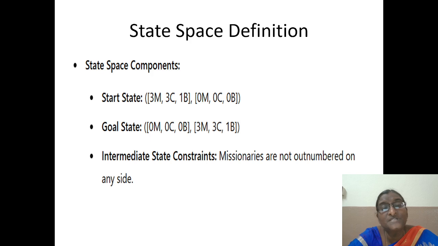And when coming to the goal state, they'll go to the other side. That is, on the left side it becomes 0M, 0C, 0B, and on the right side, 3 missionaries, 3 cannibals, and 1 boat will be there. So the count will increase and decrease when moving from one side to the other. And intermediate state constraints are also there. That is, we need to check that missionaries should not be outnumbered on any side.